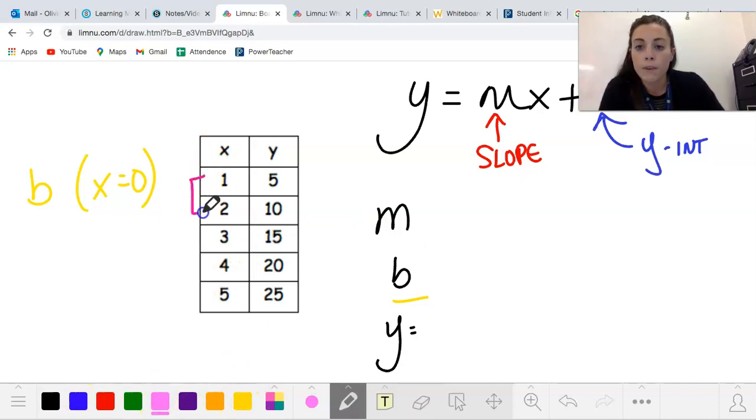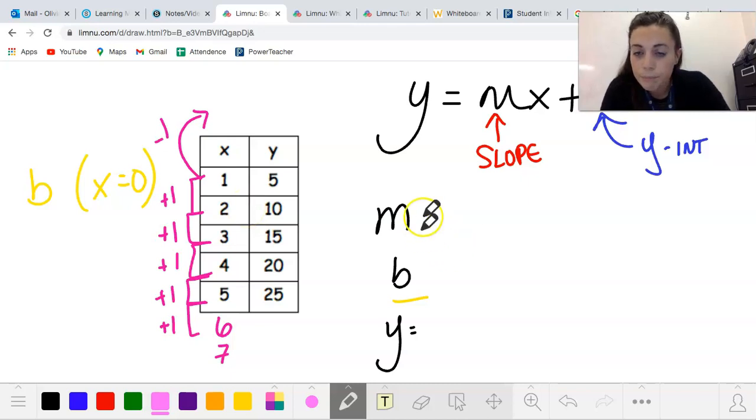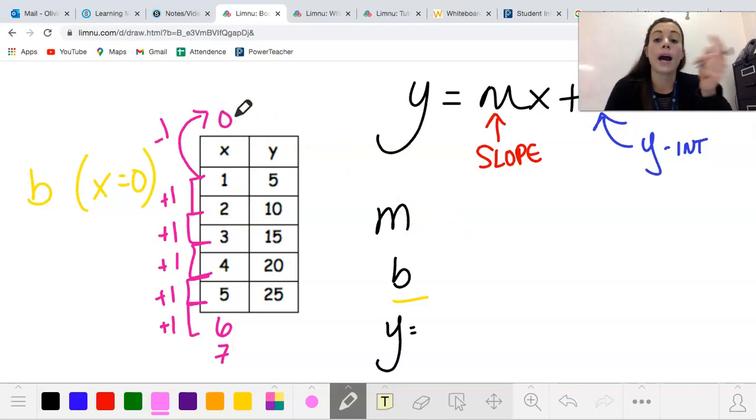So if I'm going from 1 to 2, I'm increasing by 1, and it just keeps going. If I kept going this way, I increase by another 1, I'm gonna be at 6, and then 7 afterwards, right? That doesn't help. We need to go the other way. If we're going up by 1 this way, if we went back by 1, so instead of adding 1, we subtract 1, what would we be at? 0. Duh. So that's perfect.